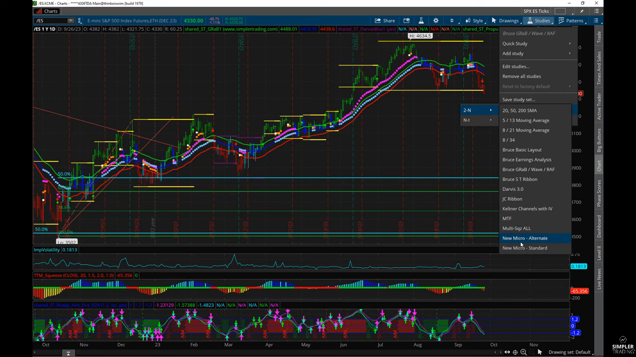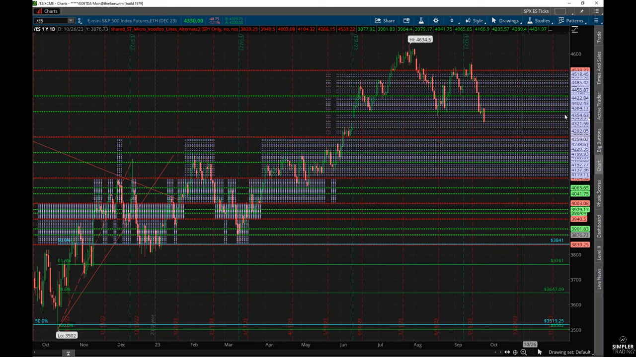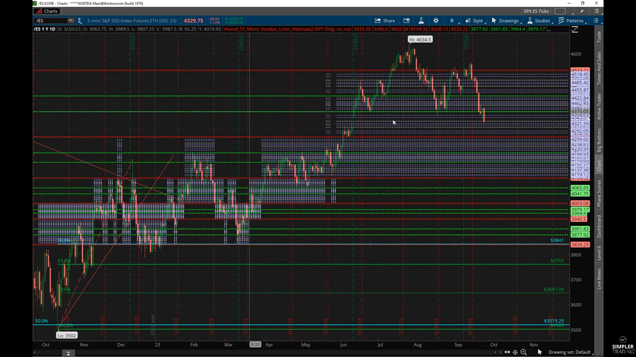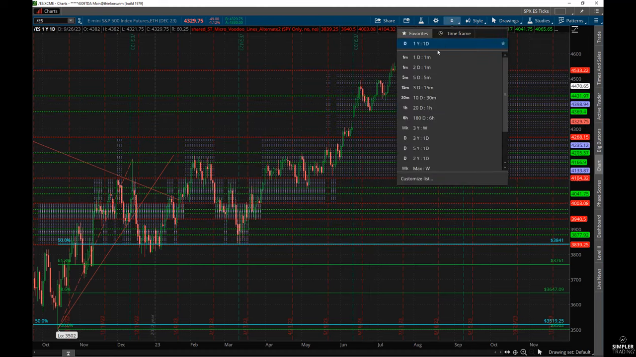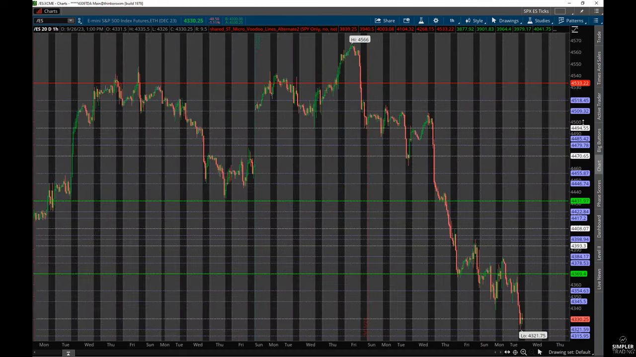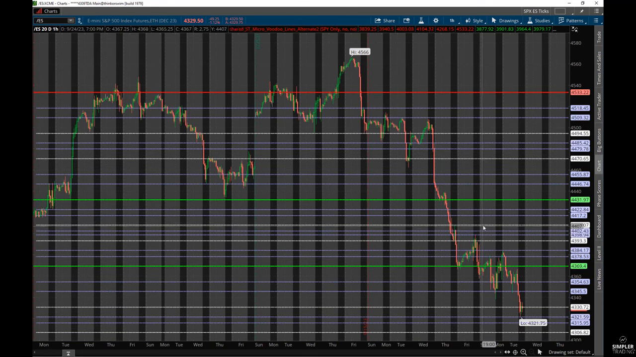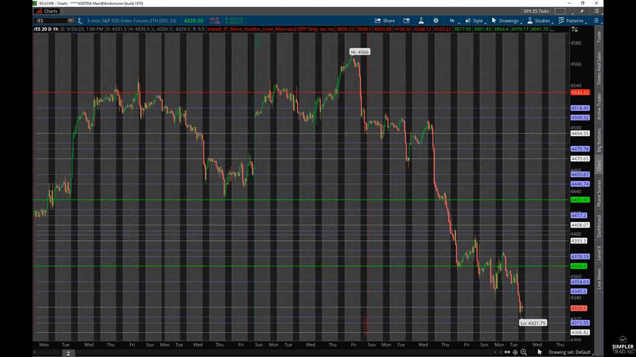And you guys have probably seen the Voodoo Lines. I'm going to go to these. There's different ones: there's standard and alternate. I'm going to go to these alternate ones because I'm looking at smaller time frames. So if we're looking at the ES, for example, and I go to, let's say, a 20-day chart, we're on a smaller time frame now, and these lines are telling me a lot here.